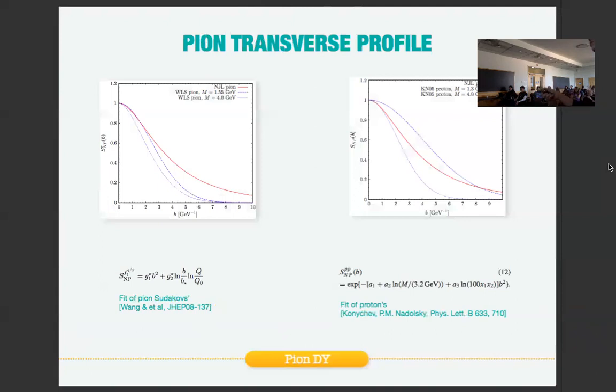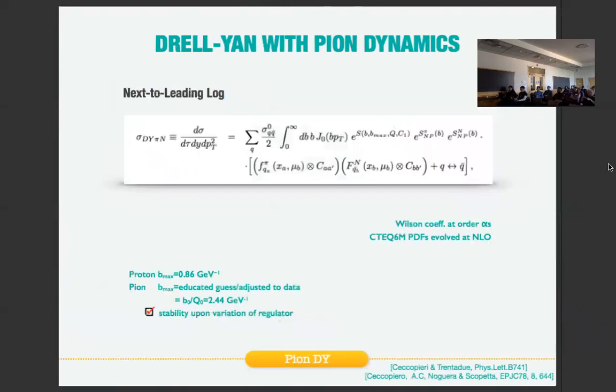And then if you also compare our shape with what we take for the proton, you see that it's completely different. But we'll go to the results, so you will see. So basically we take next-to-leading log and next-to-leading order CTEQ PDFs with the same coefficient as well. What's also different for both parts is that the proton is fixed by the Nadolsky approach to that value, the b_max. And for the pion, we had to kind of guess. So we took that expression here with the Q_0 we have, but we also checked that it was stable upon that regulator. If you change that regulator a bit, there's no big change in the results.